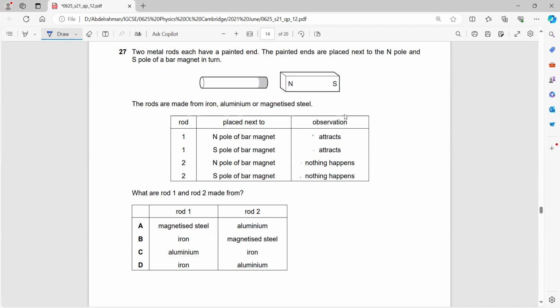If you can attract a rod from both ends, then it's a magnetic material. And not just a magnetic material, it's an unmagnetized magnetic material, such as iron. If a rod does nothing from both ends of the magnet, then it's a non-magnetic material, such as aluminum. Yes, it is D.